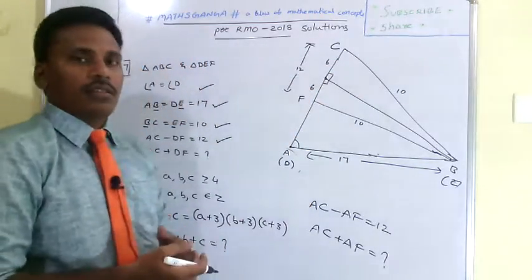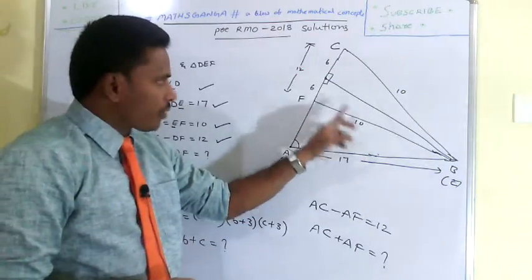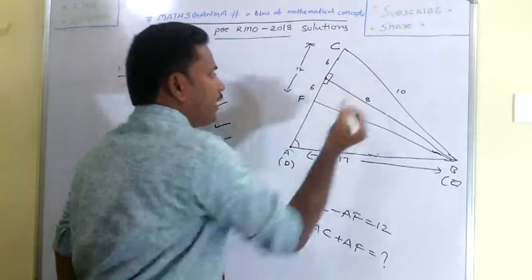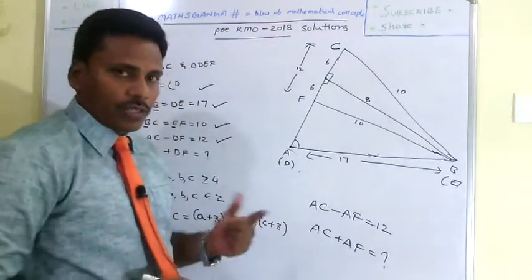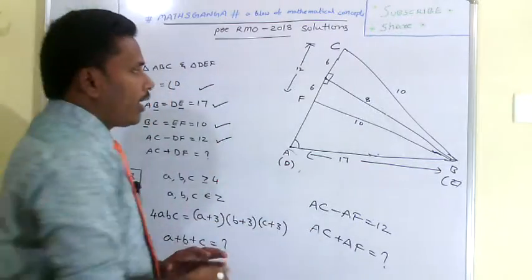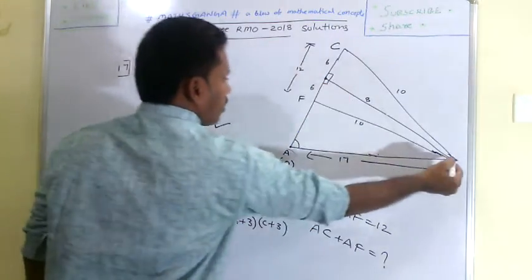These two lengths are 6 and 6. Since this is 10 and this is 6, by the Pythagorean result, this length will be 8. 8 square plus 6 square is 10 square. Now, what I am going to calculate is AC plus AF. It is very clear if you concentrate on these three vertices.